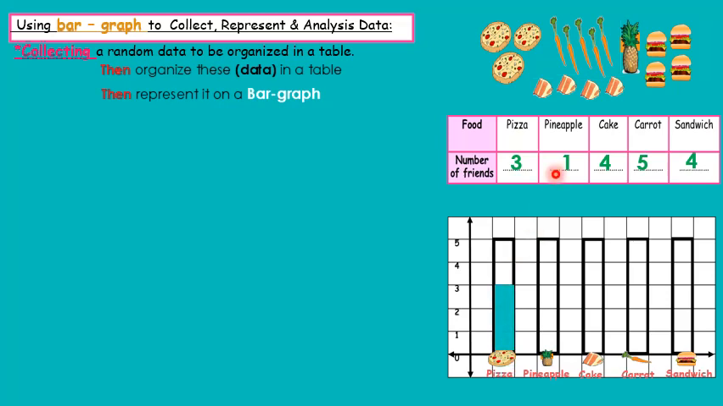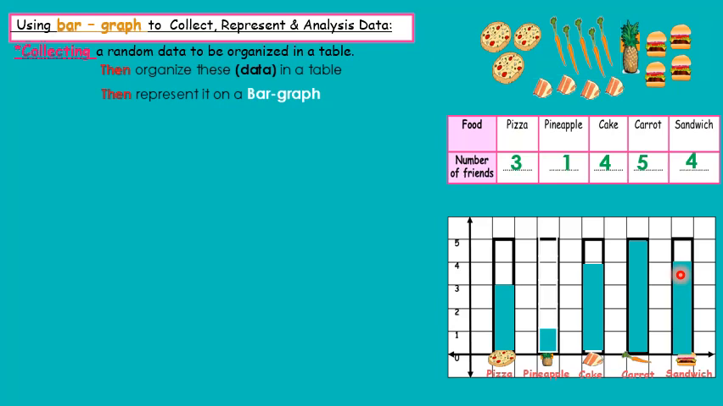The second, I want to represent pineapple also on the bar graph. Here I have only 1, so I will count until I reach 1. Then I will color only this. Excellent. How many cake do I have here? I have 4. 1, 2, 3, 4. So I will color until I reach number 4. How many carrots do I have here? 1, 2, 3, 4, and 5. So I will color until I reach number 5. How many sandwich do I have here? 1, 2, 3, and 4. So I will color only until I reach number 4.